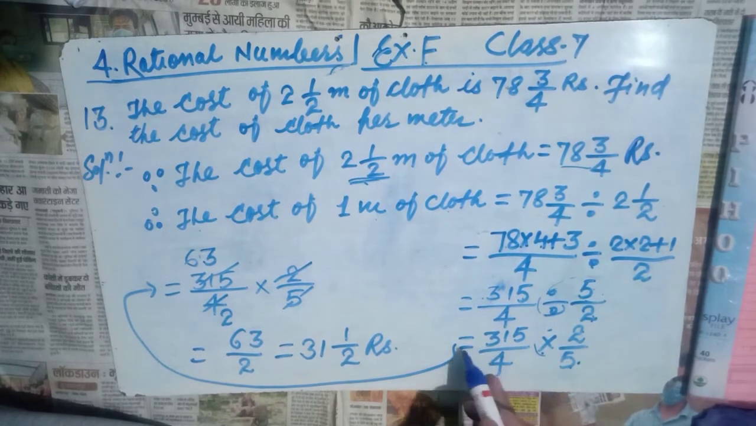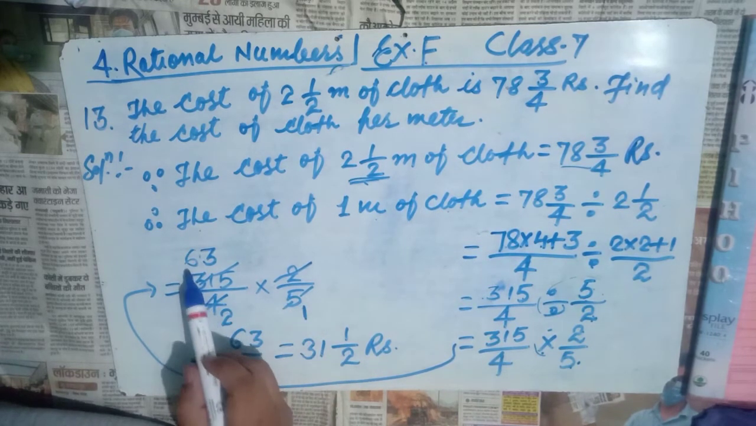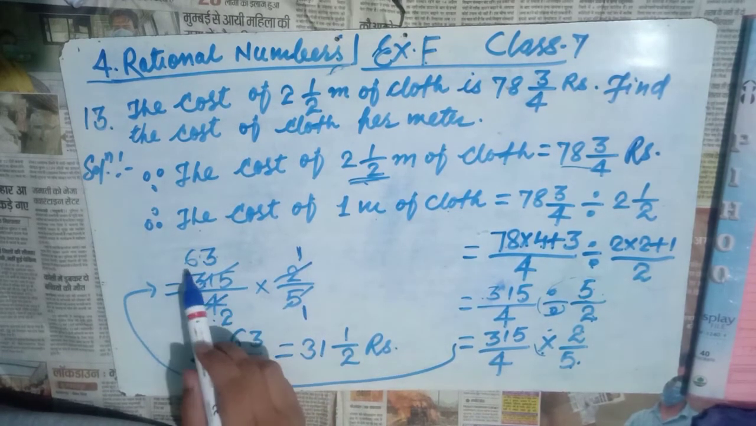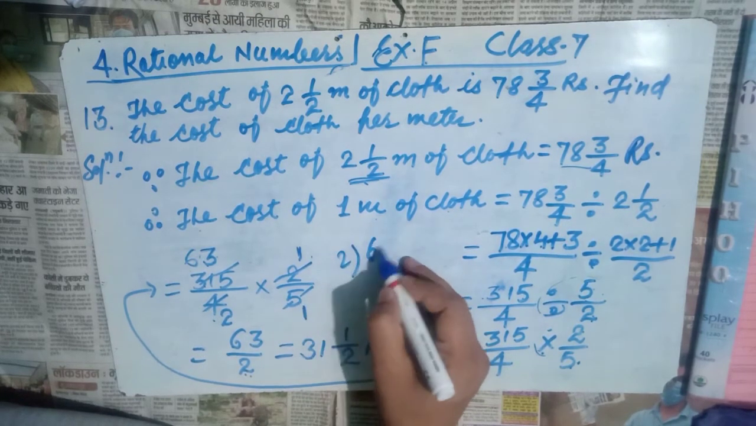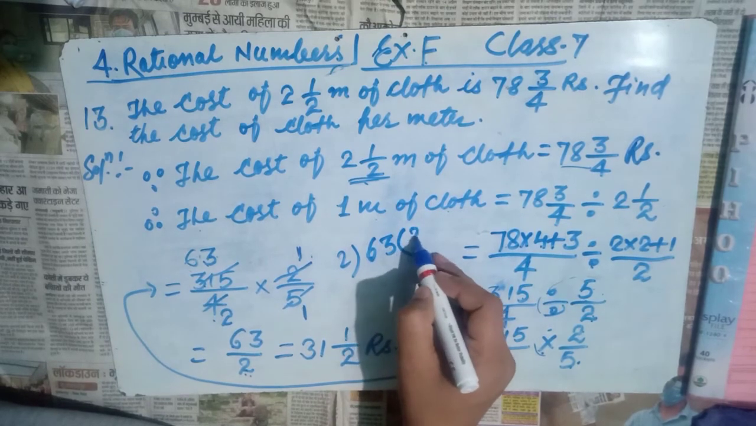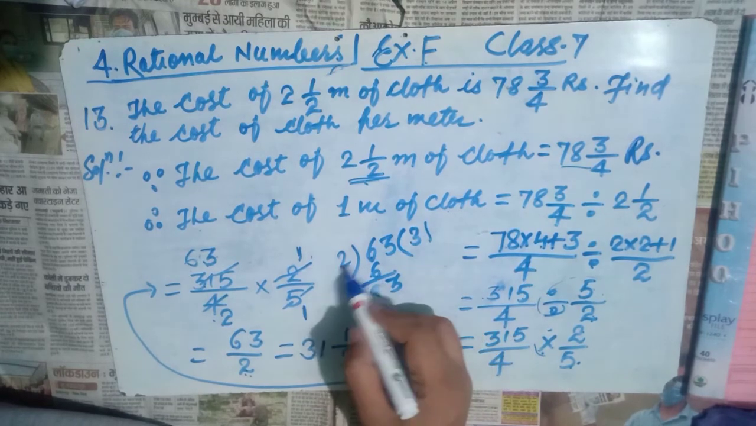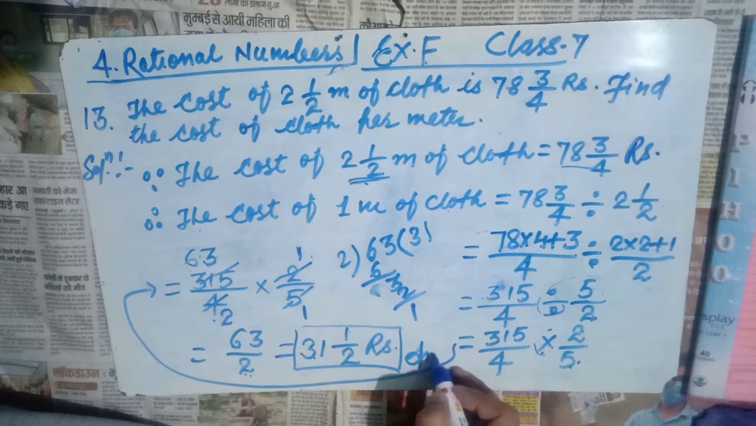Now here, 5 1s are 5, this is 5 6s are 30 and 5 3s are 15, okay. 2 1s are 2 and 2 2s are 4, that means here 63 multiplied by 1 becomes 63 and 2 multiplied by 1, 2 1s are 2. Here if we divide 63 by 2, then 2 3s are 6, yes, 3 1s, sorry, 2 1s are 2, here is 1, that means 31 and a half is the required answer. I hope you understand.